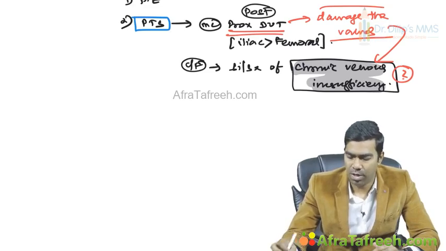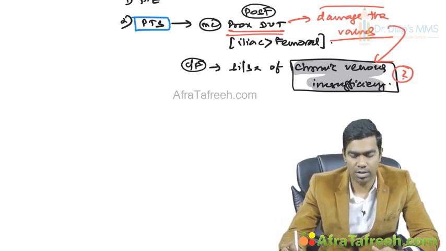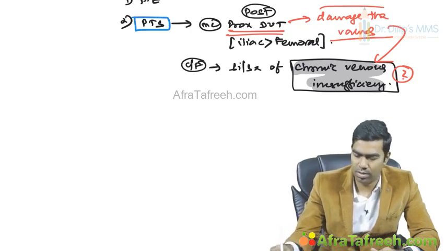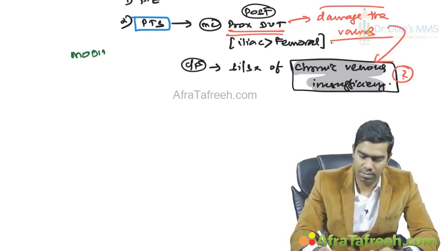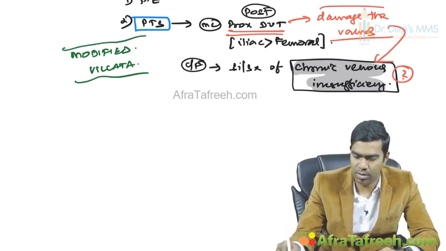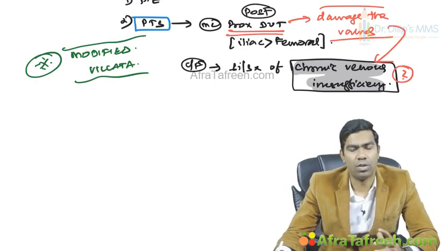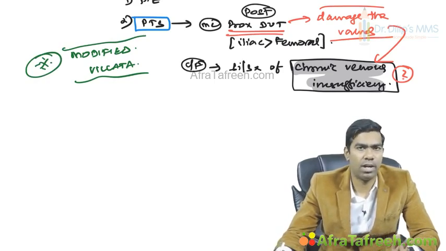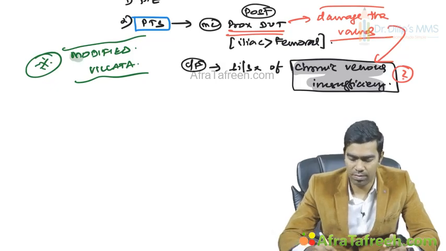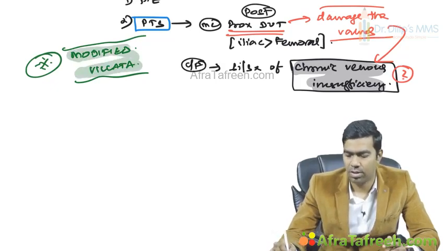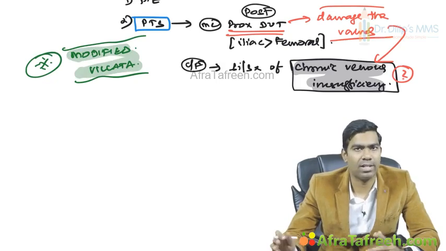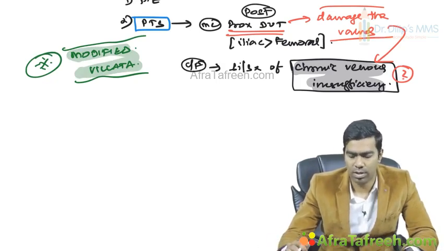At the same time, how can you diagnose post-thrombotic syndrome? It is by using a score called the modified Villalta score. The name alone is enough for exams. If you know this, it's more than enough. The modified Villalta score is one of the very, very important scoring systems to diagnose and grade the severity of post-thrombotic syndrome.